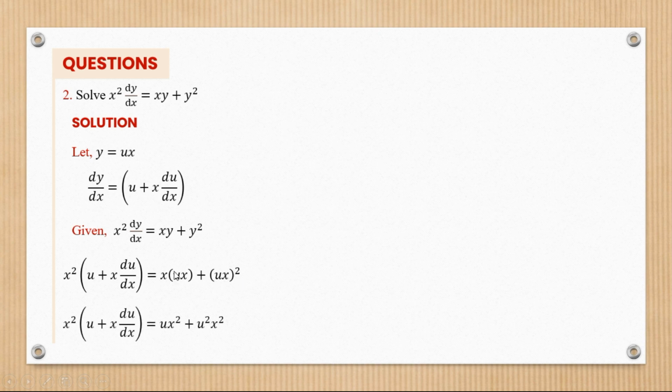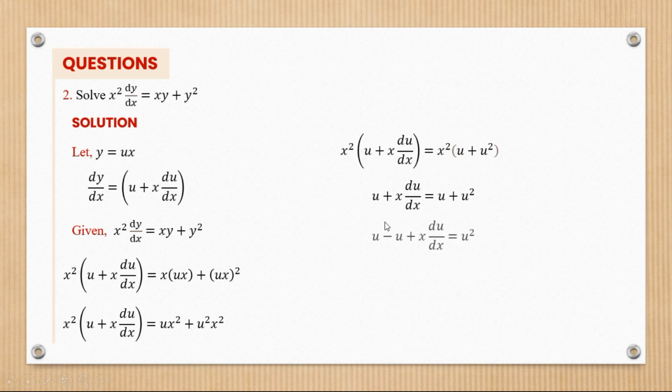So now when I open brackets here, when I multiply this x within, I'll have ux squared, and here when I square both individual variables, I'll have u squared times x squared. The next step is I can factorize out x squared. I can now see that the x squared values cancel, and what I will be left with is u plus x du dx being equal to u plus u squared. I can also see that this and this cancel, and I'll be left with x du dx being equal to u squared. So this is now separable.